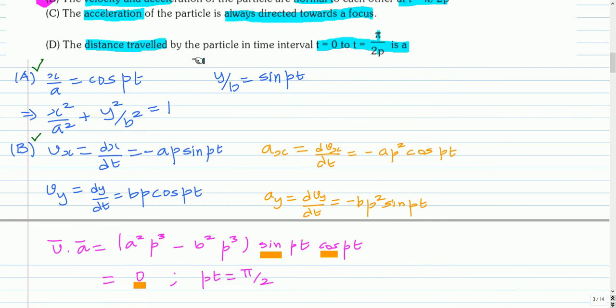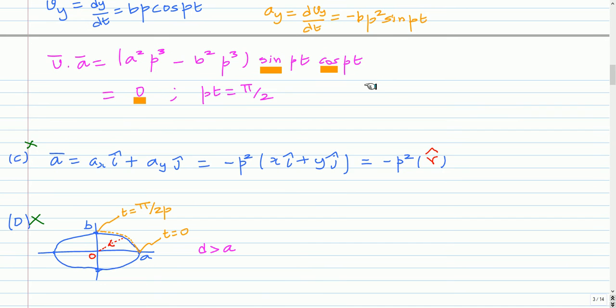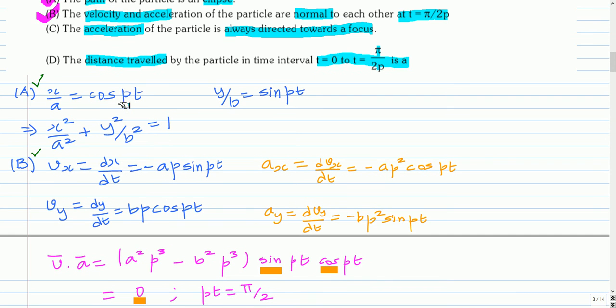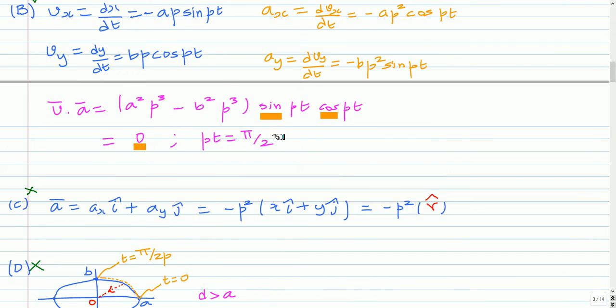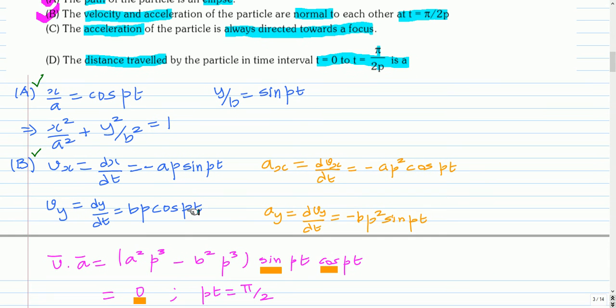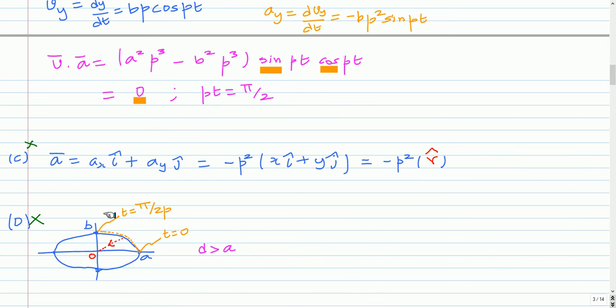Option D says that the distance traveled by the particle in the time interval 0 to pi by 2p. So at time t equal to 0, x is a and y is 0. So the particle is here at time t equal to 0, and at time t equal to pi by 2p, we get x as 0 and y as b. So the particle is here. So in the time interval that's being mentioned, the particle moves from here to here.